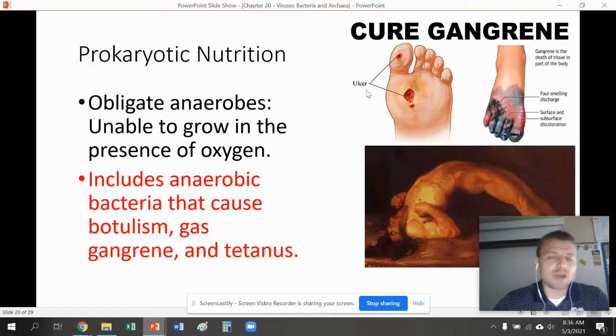All right, we're going to talk about how bacteria cells grow and what environments they need. We have a certain type of bacteria cells called obligate anaerobes, which are unable to grow in the presence of oxygen. That might not make sense to you because everything you know needs oxygen, but this type of bacteria needs a place without oxygen. You can see what tetanus does. You can see this locking of the back. But basically, this type of bacteria needs an environment where there's no oxygen.